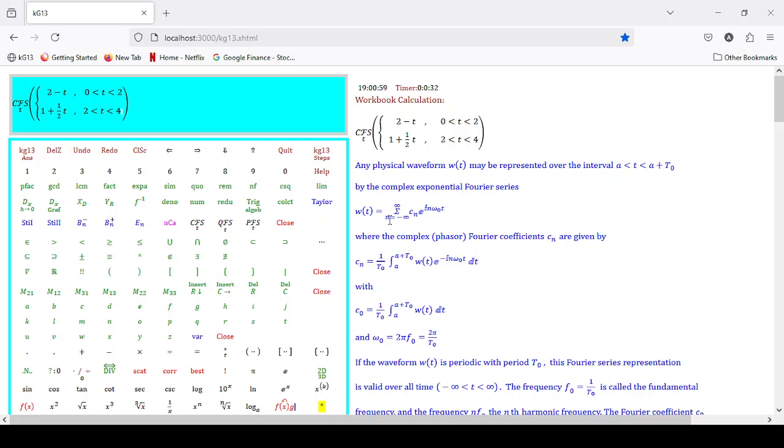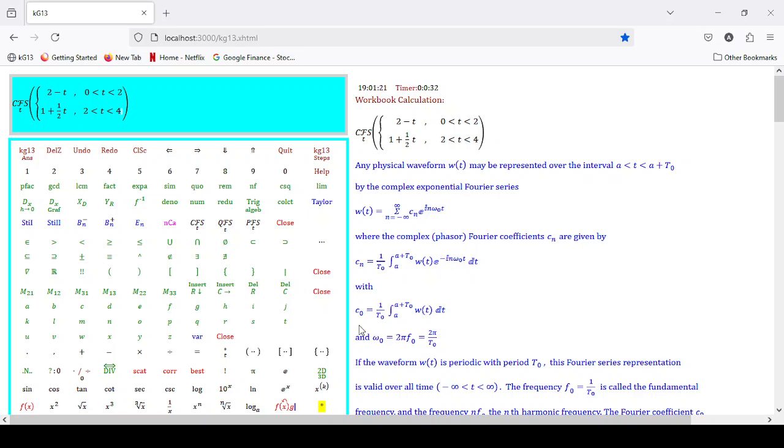n is a parameter going from minus to plus infinity. The n here is the index on this c here. Now, what is the Cn? That's the complex phasor Fourier coefficient Cn. And how do we calculate that? By means of this formula.